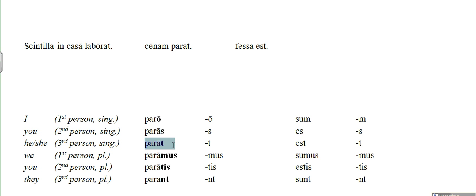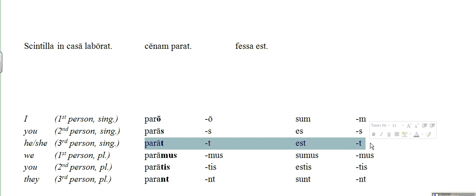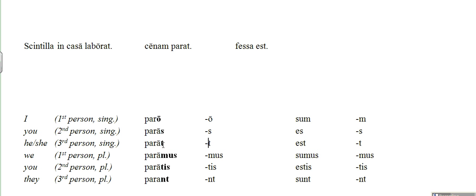So we only have seen this. Parat. She is preparing dinner. So the T is telling us she or he. Likewise, we've seen est. She is tired. But we can also say sentences like this.